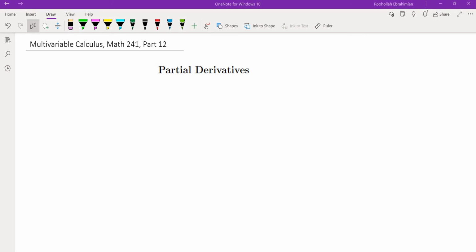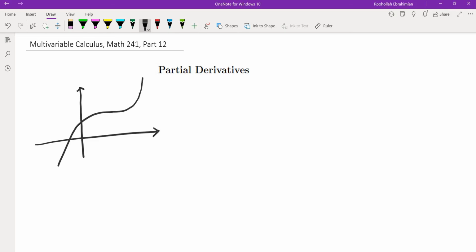So in this video, we're going to talk about partial derivatives. In this course, we have talked about functions of several variables. We talked about limit and continuity in the previous video. In this video, we're going to start talking about derivatives. Unfortunately, derivatives for functions of multiple variables are much more complicated to deal with. But let's start with what we did for functions of one variable.